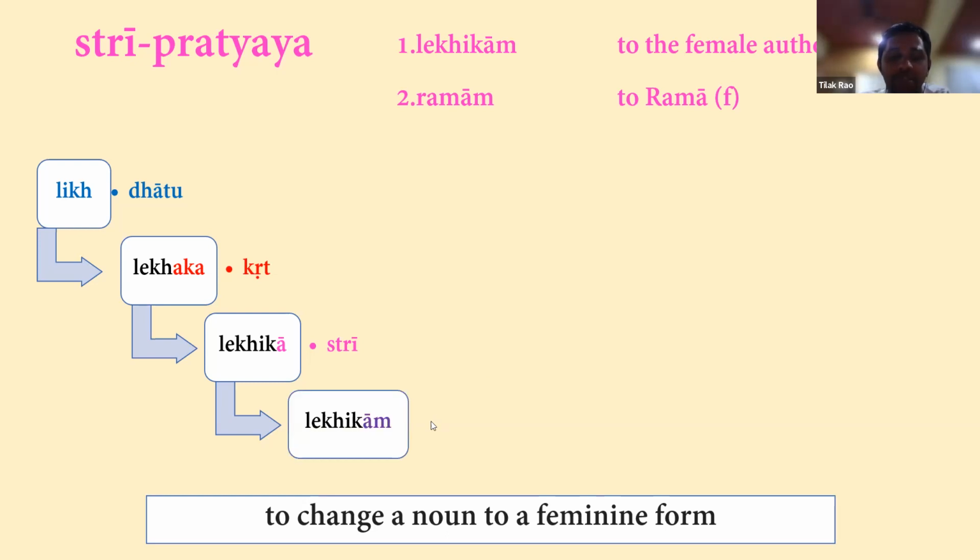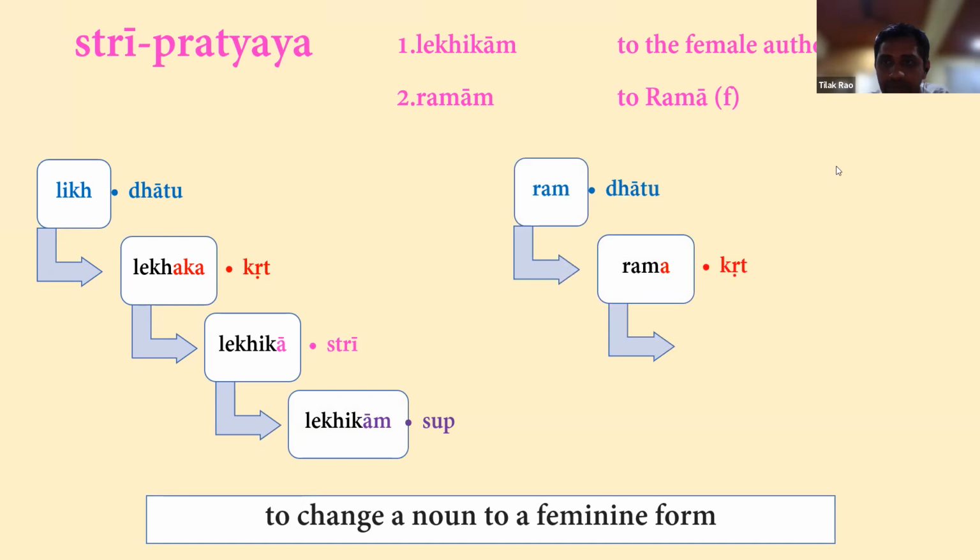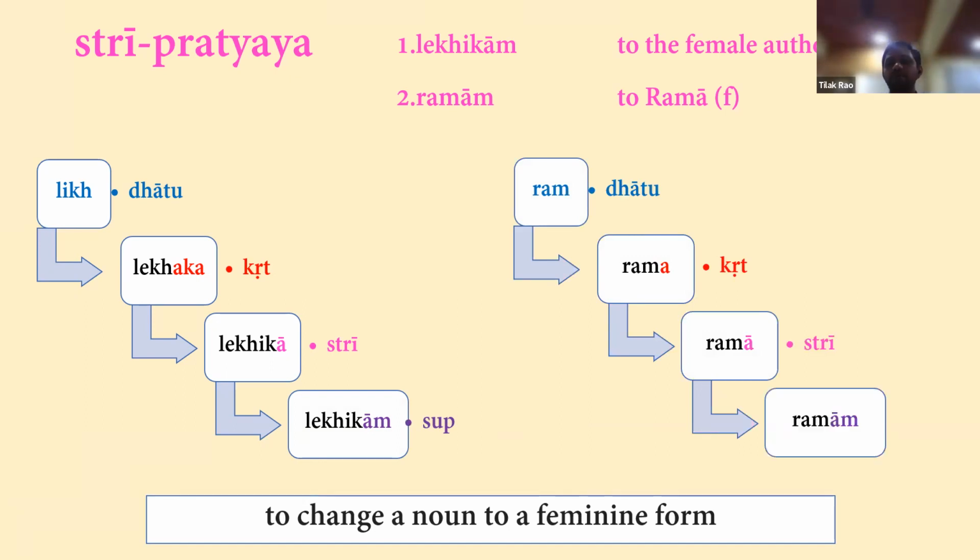So lekhikam, in the end, is a supratyaya. First we added the krit, then to get a feminine form the stri pratyaya is added, and then at the end we add the supratyaya. The same with the ram dhatu: ram is a dhatu, by adding krit it becomes rama, and rama by adding stri pratyaya, then by adding sup, ramam. So stri pratyayas are added before adding sup pratyayas.